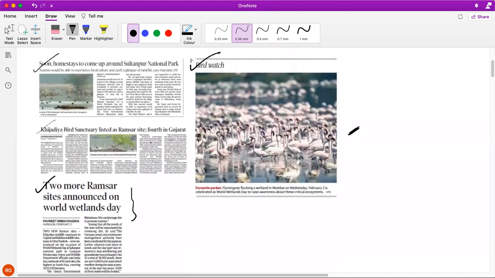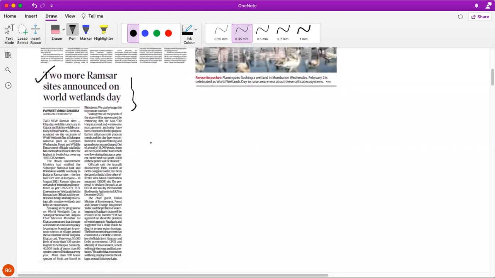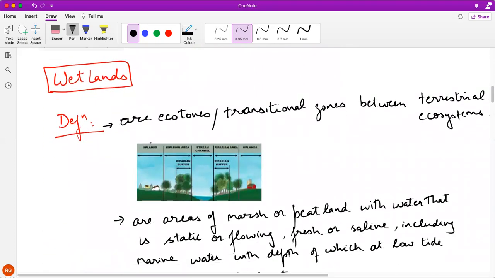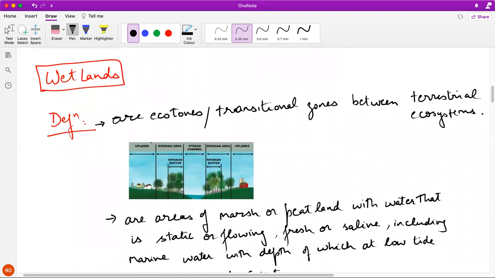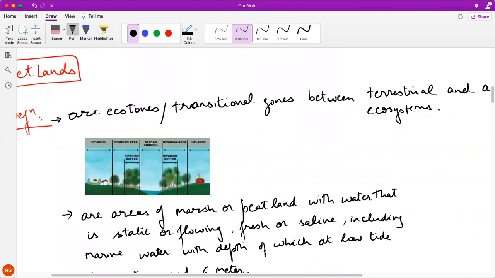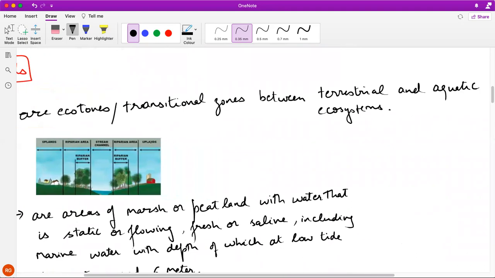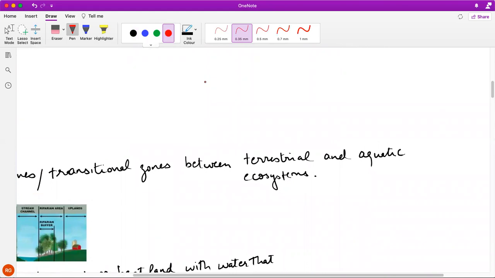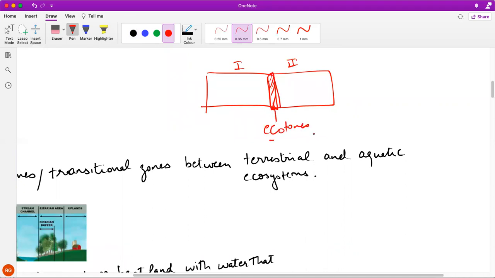Okay. So now, as a UPSC aspirant, how are we supposed to study this topic? First of all, what we need to be aware of is, what are wetlands? Wetlands are ecotones, transitional zones between terrestrial and aquatic ecosystems. So if we have a first ecosystem and a second ecosystem, at the margins of both ecosystems and the overlapping area, we find the ecotones. And such ecotones are known as wetlands. They are referred to as wetlands if one of the ecosystems is terrestrial and the other one is aquatic.